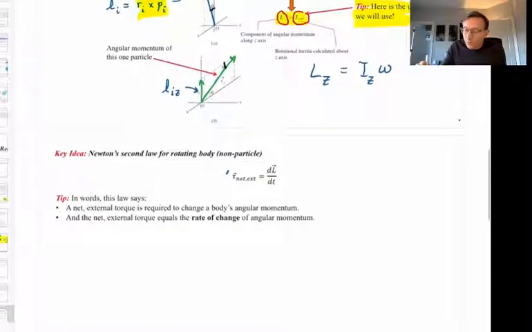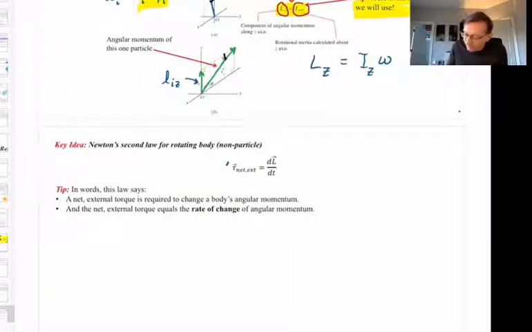Okay. So, one more key idea. What's the rotational version of Newton's second law for an extended body? It's right here. Newton's second law for a rotating body, non-particle. It looks a lot like tau equals dL/dt, but there's some things that have happened along the way. And I'm just going to tell you the result. The symbols, you have to be careful.